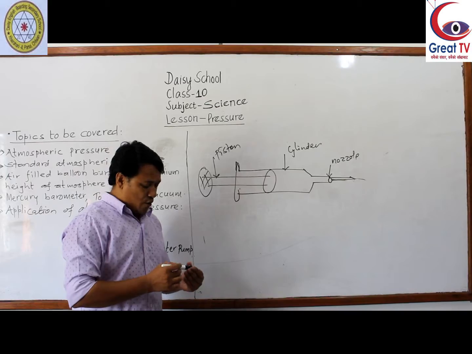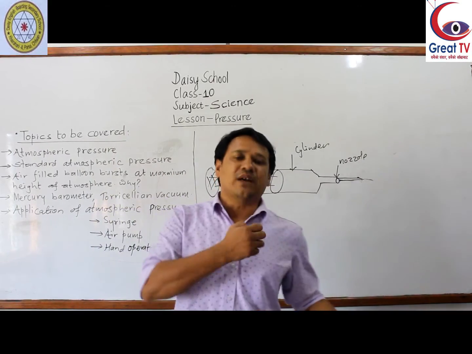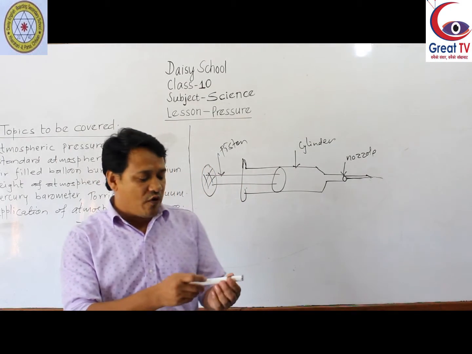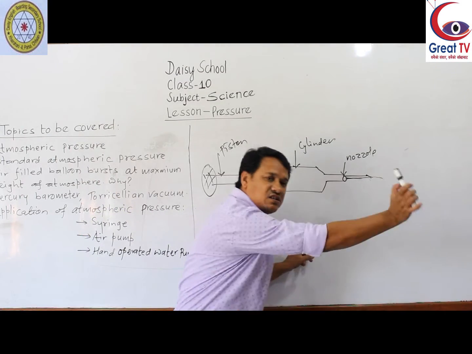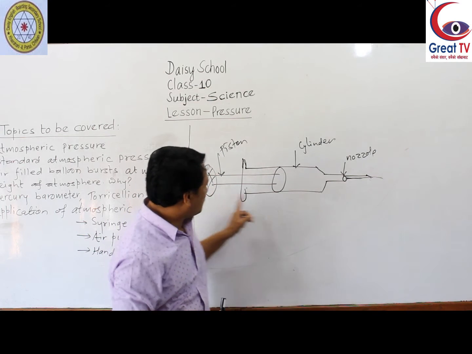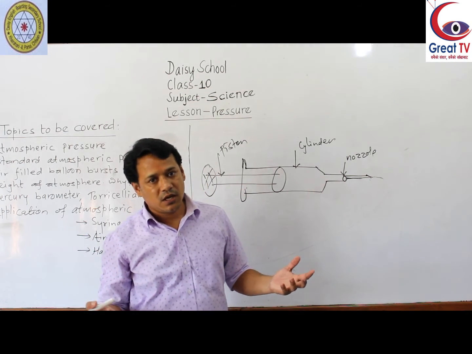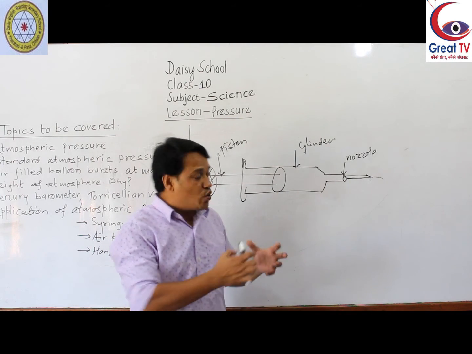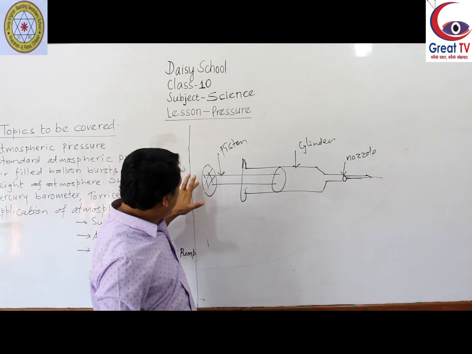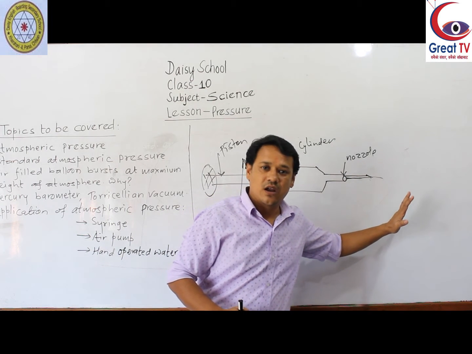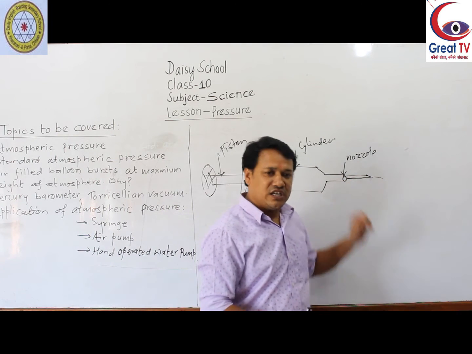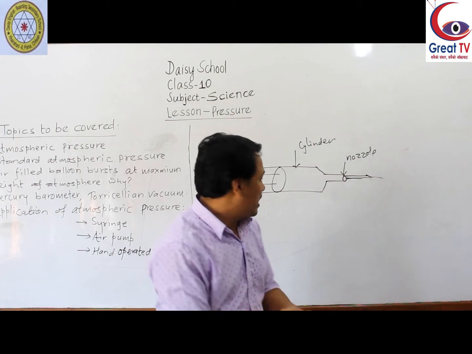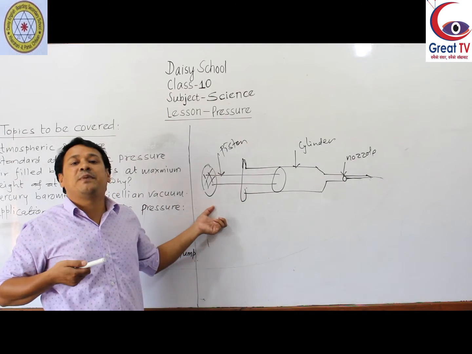Needle. So, before pulling the medicine, before pulling the blood into the syringe, first of all, we press the piston inward. Why? To let out the air which is inside the syringe. After that, we insert this needle into the patient's body or into the medicine. Then we start to pull the piston.